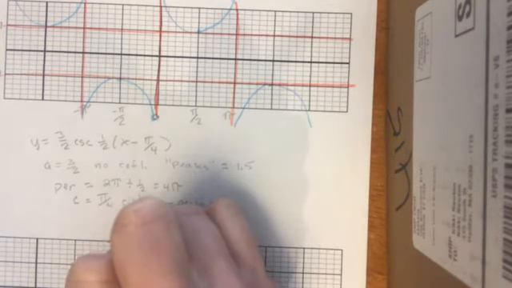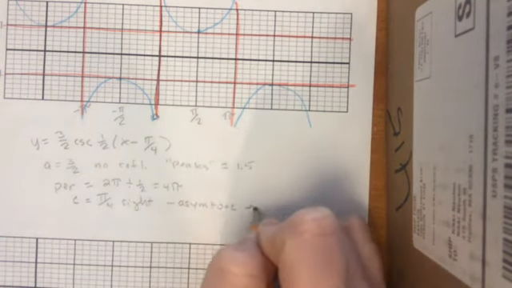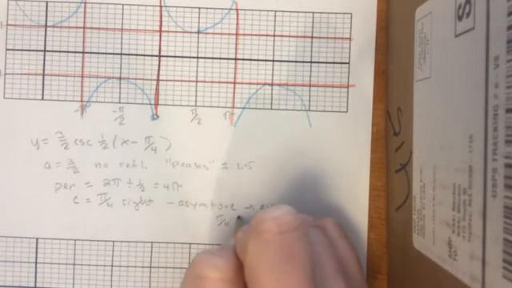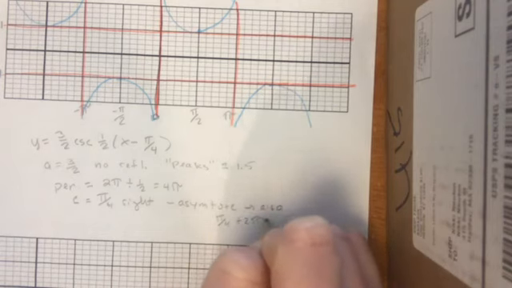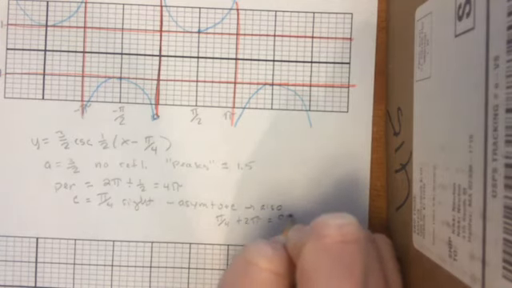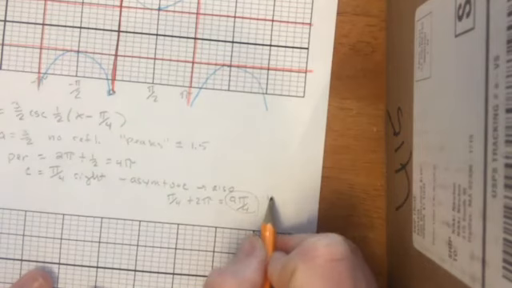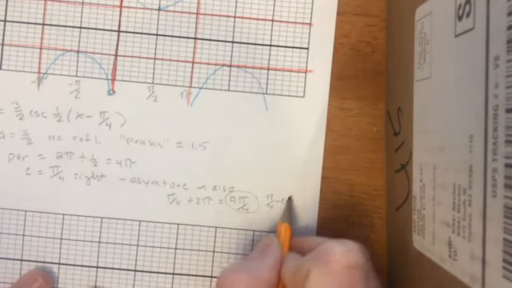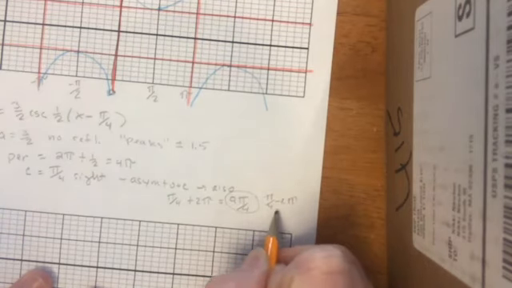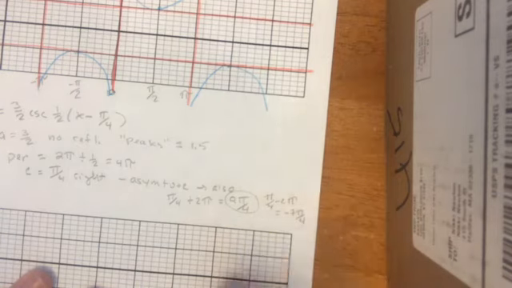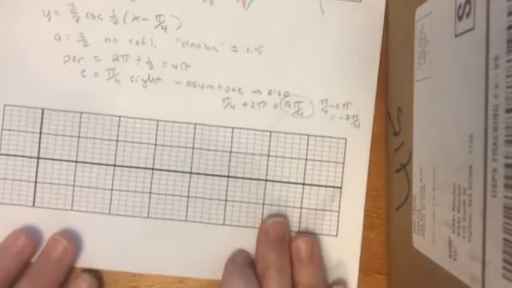So I also have more asymptotes. Also at that shift, so pi over 4 plus 2 pi. So that works out to be 9 pi over 4. And I have one at pi over 4 minus 2 pi. So that happens to be at -7 pi over 4. And now I'm ready to graph.